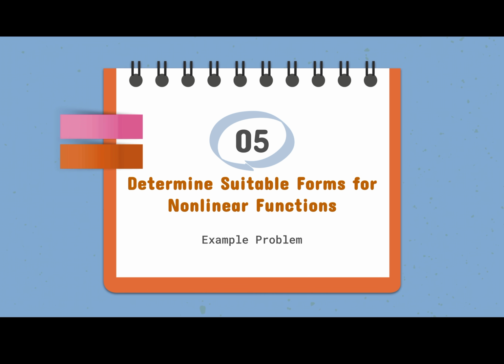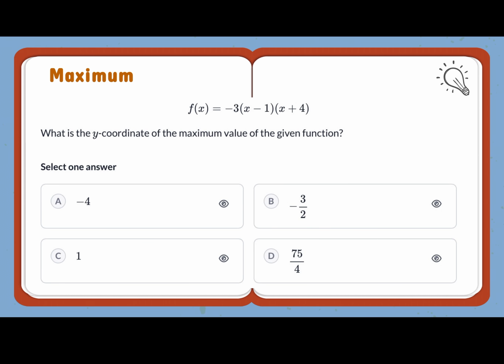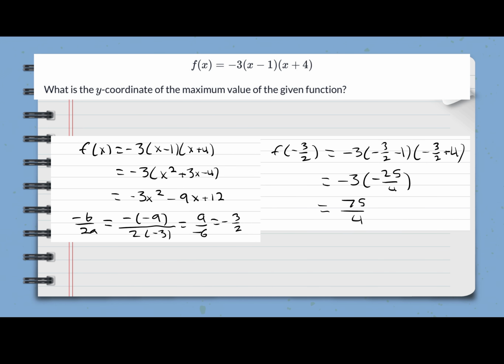Okay, for our last one here, we have determined suitable forms for nonlinear functions. So we're looking for the maximum of this given function. So you will just have to solve it out. And again, we have to use this formula here, which can help give us the maximum. So you just solve out the work.